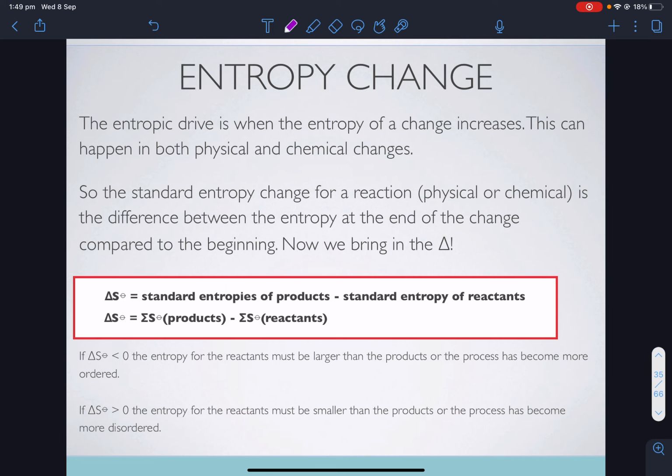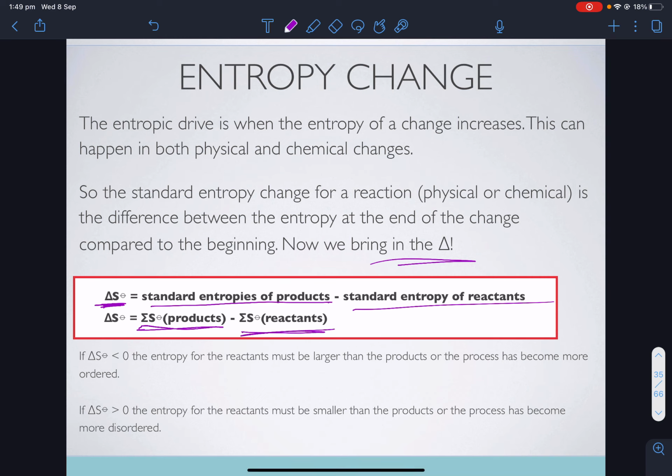So this can happen in both physical and chemical changes, okay? So the standard entropy change for a reaction is the difference between the entropy at the end of the change compared to the beginning, and now we bring in our delta, okay? So our delta S is equal to the entropies of the products minus the entropy of the reactants. Notice some mirroring here of how we calculated the enthalpy of a reaction from the heat of formation values. Okay, similarities, mirrors.